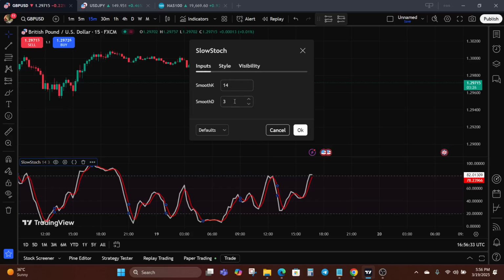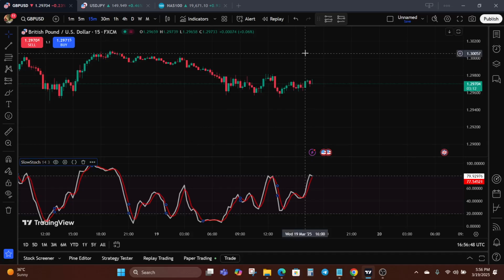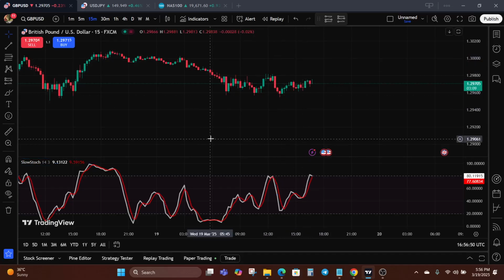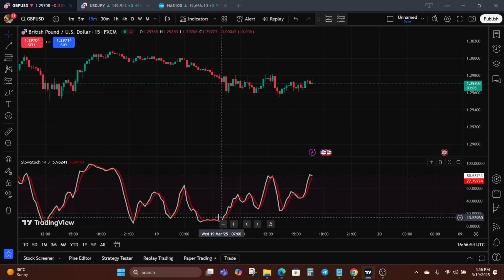You will see that the percentage K line is 14 period, the default. The percentage D, that is the smooth D, is 3 for the default. You can modify it according to your taste, but the default settings are fine. The signals are given by the crossovers. It's the crossover that gives the signals.